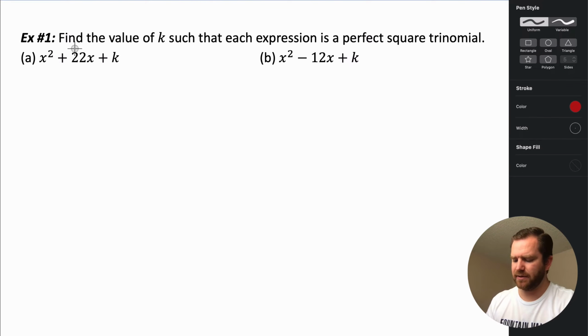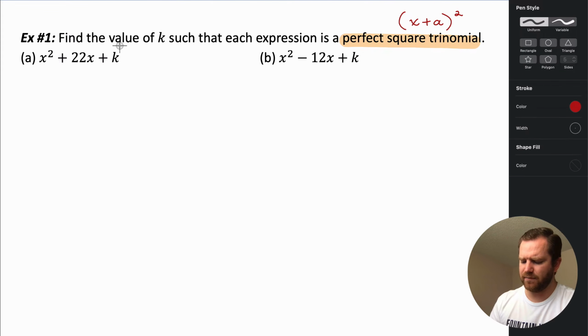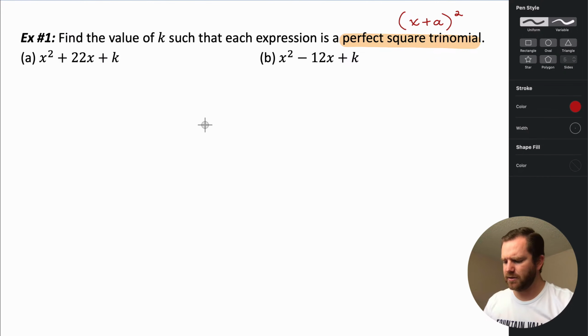In this example, it says find the value of k such that each expression is a perfect squared trinomial. If you recall, a perfect squared trinomial means that our trinomial can factor into something like x plus some value squared. So we have a linear term that is being squared. We want to figure out what value of k would make this possible. Let's take a quick look at x plus a quantity squared before we try and figure this out.